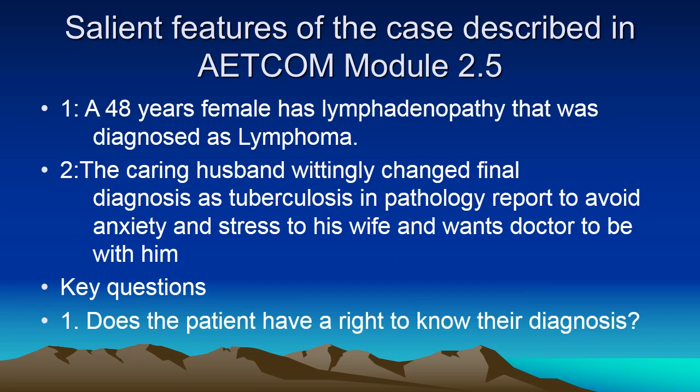Salient features of this case are: a 48 years female has lymphadenopathy that was diagnosed as lymphoma. The caring husband has wittingly changed final diagnosis as tuberculosis in the pathology report to avoid anxiety and stress to his wife and wants doctor to be with him in this regard. Now, key question is, does the patient have a right to know their diagnosis?